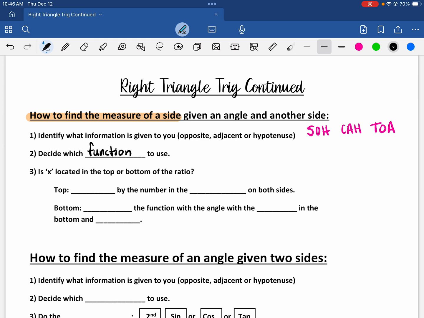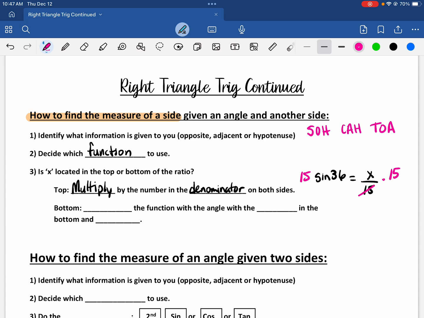Then it says if the x is located in the top or the bottom of the ratio, that's what you're going to ask. If it's in the top, then you will multiply by the number that's in the denominator on both sides. Right? So your problem will be set up something like this. Maybe like you have sine 36 equals x over 15. So you notice that x is in the numerator or the top of your fraction. So to get rid of it or get it by itself, you will multiply both sides by that number that's in the bottom, which in this case is 15.